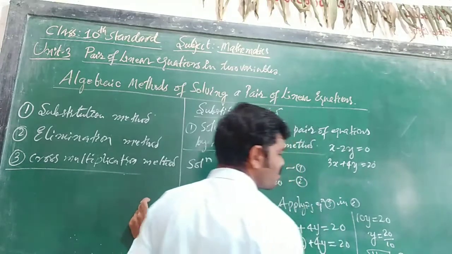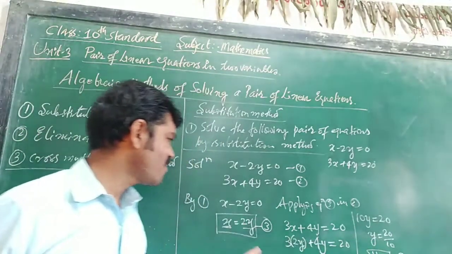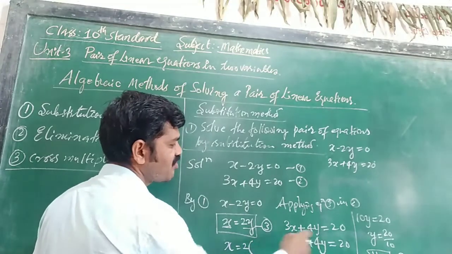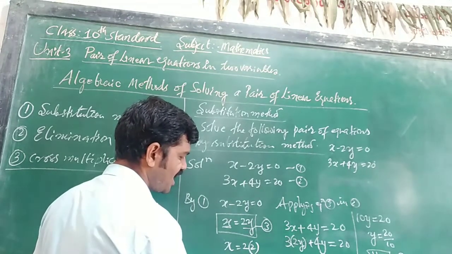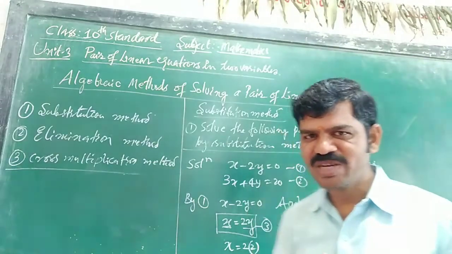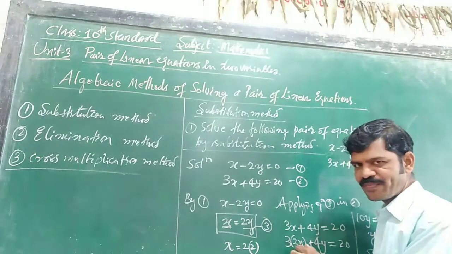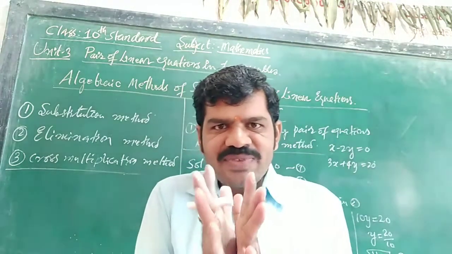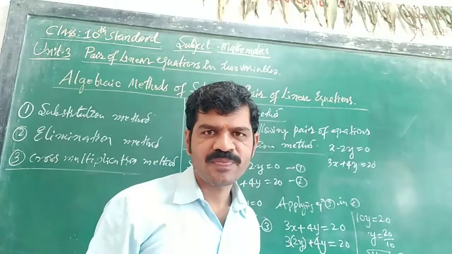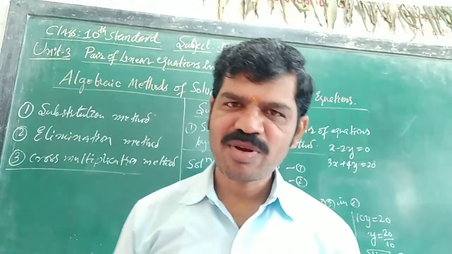Let us call this equation 4. We have found the value of y here. In order to find the value of x, in equation 3, x is equal to 2 times the value of y, which is 2. So x is equal to 4. So we have found the values of x and y. This is the substitution method. I have substituted the value of x, that is 2y, in the other equation, so that we have found x and y. This is the problem, very easy, and there are many problems like that.